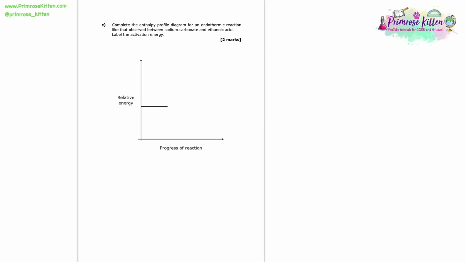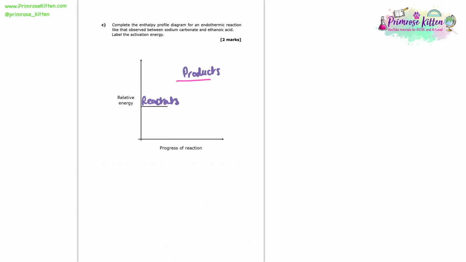So here we're asked to complete the enthalpy profile diagram for an endothermic reaction, like that one observed between the calcium carbonate and ethanoic acid. And here we're asked to label the activation energy. So here, because this is an endothermic reaction and it takes in energy, the products are going to have more energy than the reactants because it took in energy. So if we label this now, we're going to have the reactants over at the beginning of the progress of this reaction. And then we'll have the products afterwards, but they're going to be slightly elevated compared to the reactants because the products are there as a consequence of the reactants taking in energy.